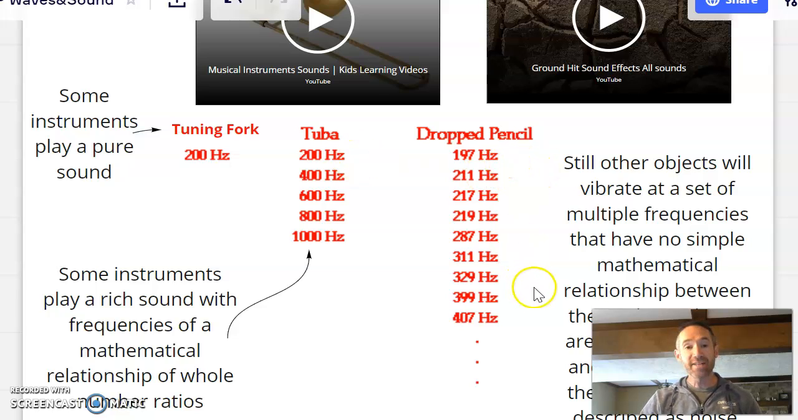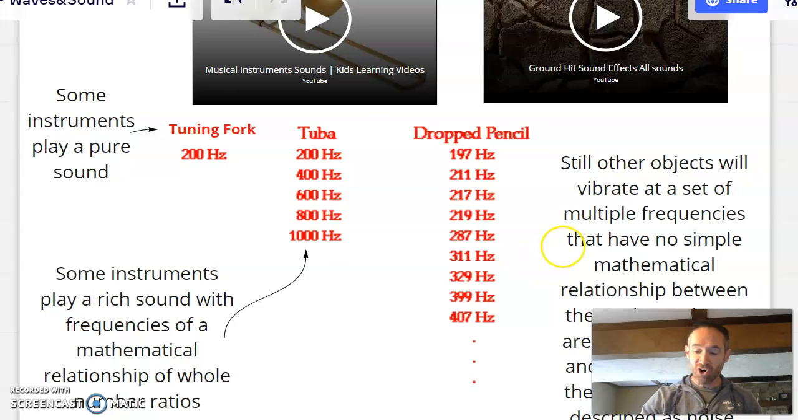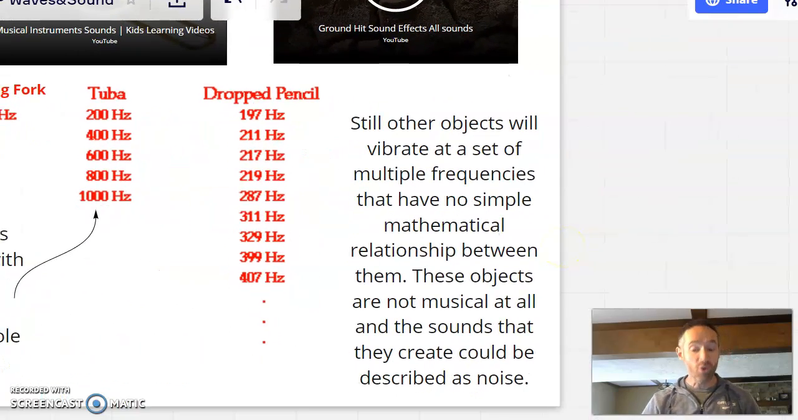Versus if I drop a pencil, or like I just dropped those cups for you, and I identified what frequencies were present, there wouldn't be a mathematical relationship between those. So I just call the sound that I heard noise.